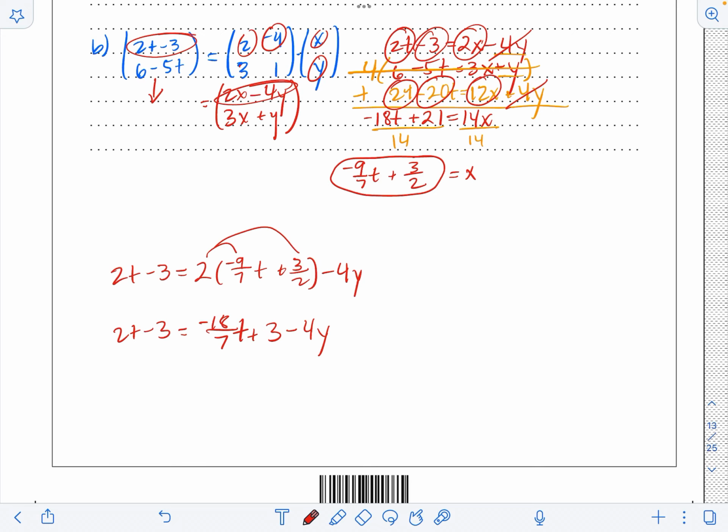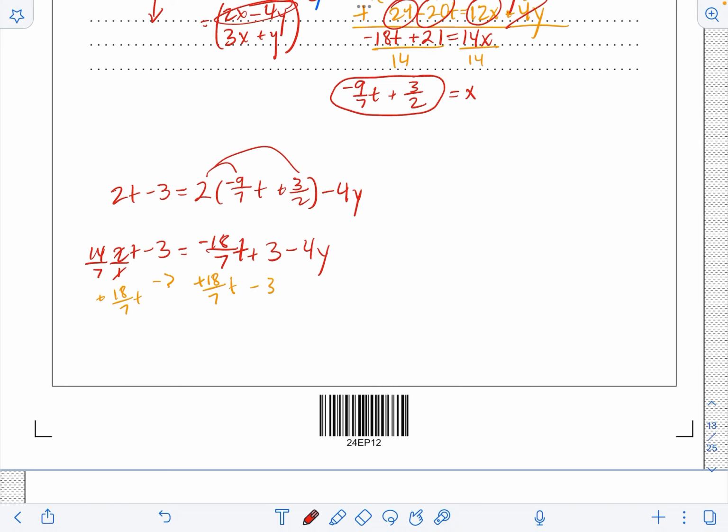And moving everything to the other side that I can, adding 18 over 7t. I think that gives me 27, negative 27. No, that's not right. Change that 2 to 2 over 1, which becomes 14 over 7. I guess I should write out what I'm doing here. I'm going to be adding 18 over 7t to both sides, which is why I changed that 2 to a denominator of 7. And I'll be subtracting 3 from both sides. Okay, so now I have 14 plus 18 is 32 over 7t, and then minus 6 equals negative 4y.